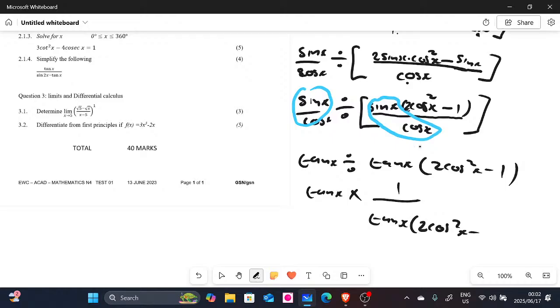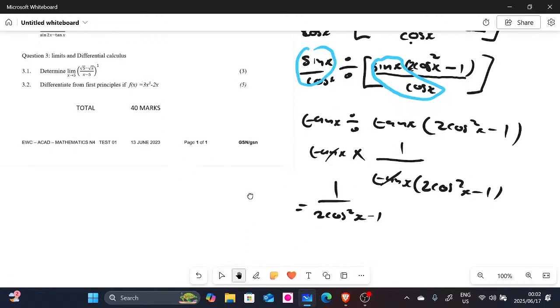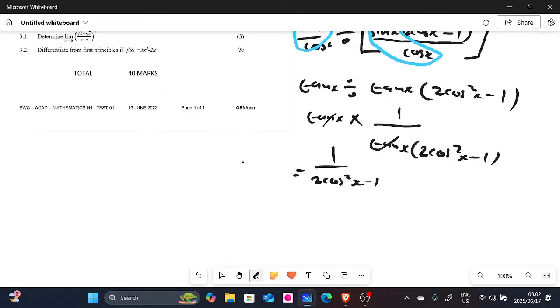And then x minus 1. So this tan and tan, when they divide each other, you're gonna be left with 1 over 2 cos squared x minus 1. But what is 2 cos squared x minus 1, guys? This is a double angle identity. Remember, cos 2x is equal to 2 cos squared x minus 1. So we can change that into 1 over cos 2x.